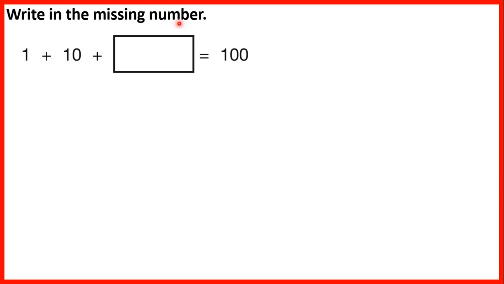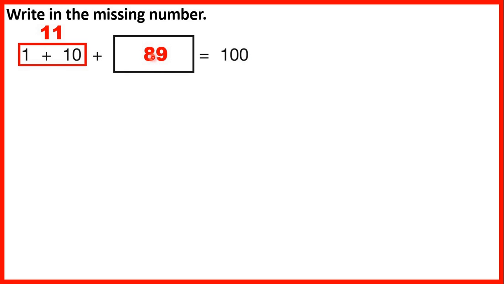Write in the missing number. 1 plus 10 plus what equals 100? Well, 1 plus 10 is 11, and if we know our number bonds to 100, 11 plus 89 makes 100, so our missing number is 89.